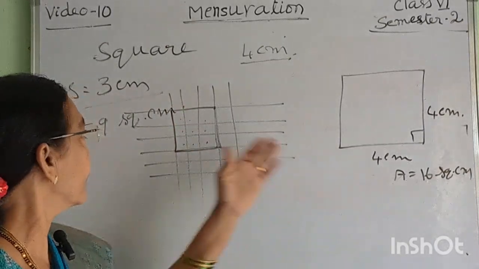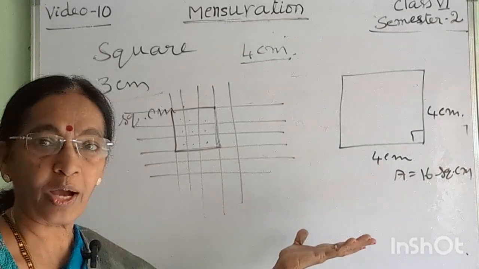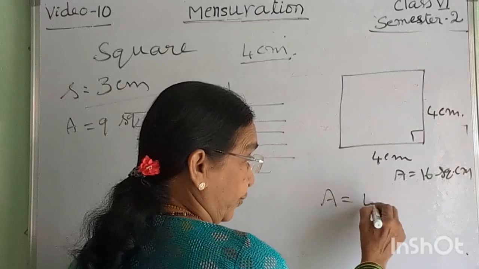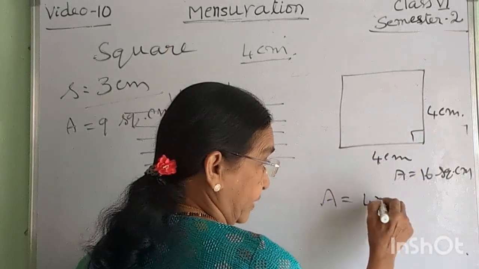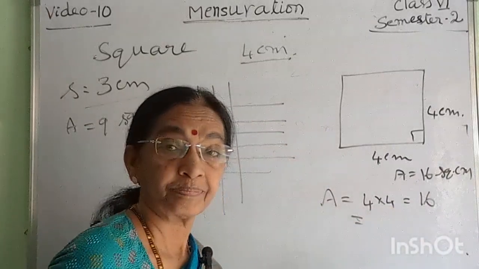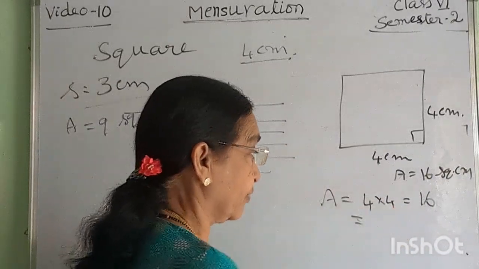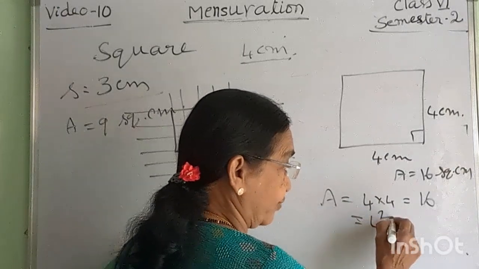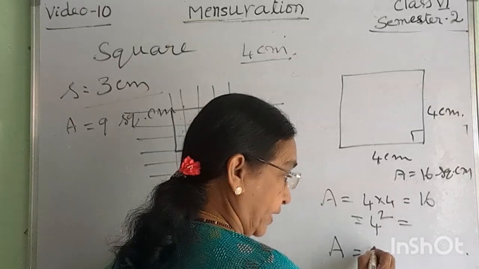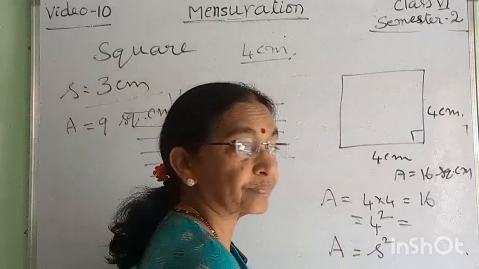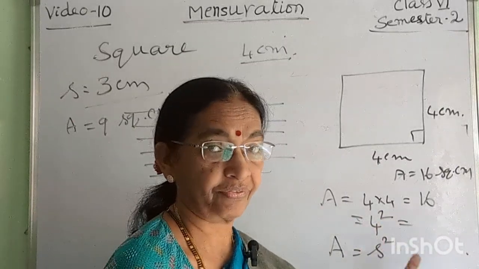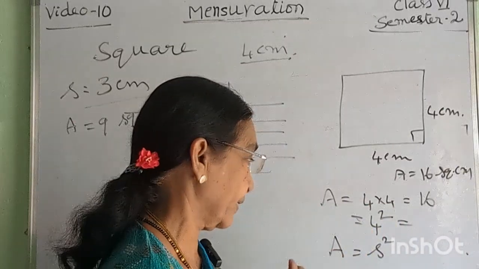Here it is 16, or it is 9. If you observe this carefully, the area is side 4 into side 4, that is equal to 4 into 4, 16. As these two are equal, 4 into 4 we can write as 4 square. So the area of a square is side square. Only one measurement is enough for a square to find the area.